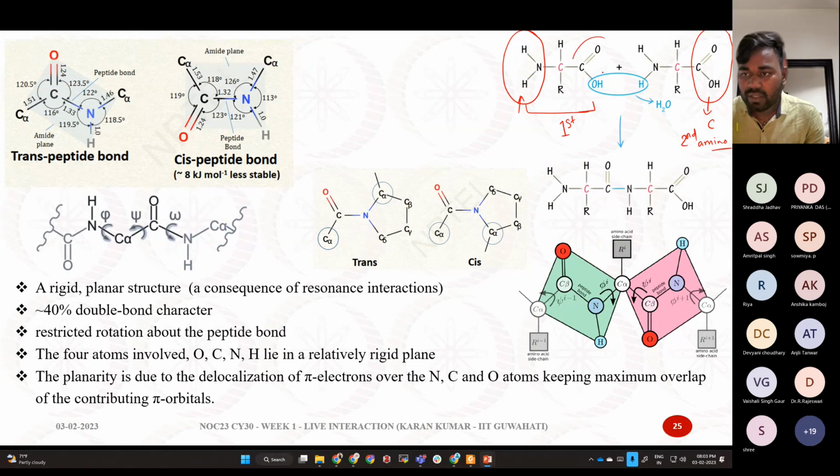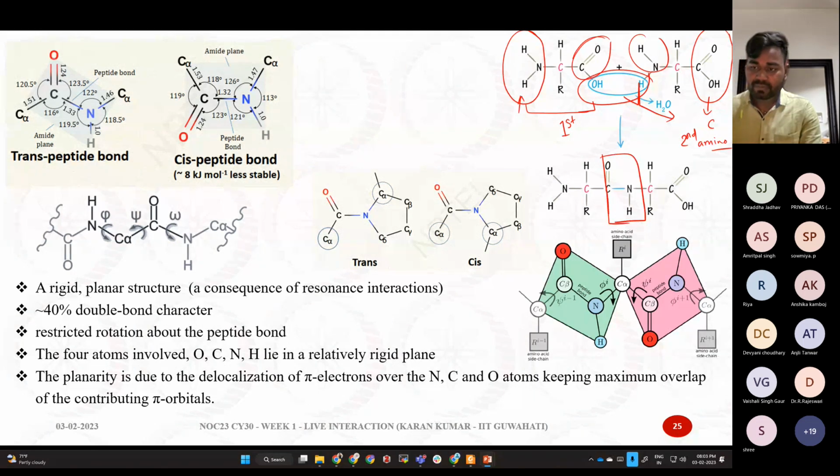Okay, so the OH group of this carboxylic group will form a kind of peptide bond between this CO group and this NH, and as a result water will be released, and thereby you will form a peptide bond, which is the CONH bond.